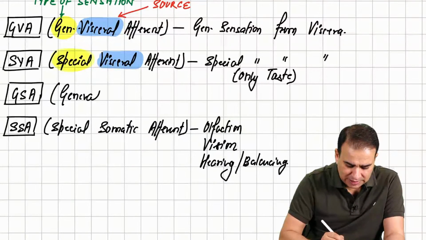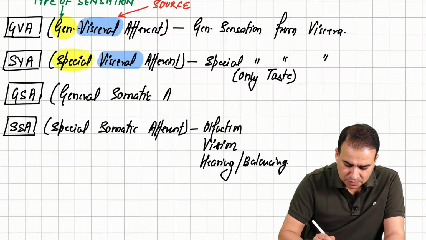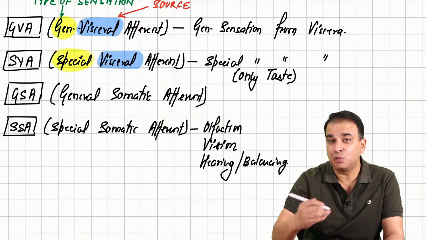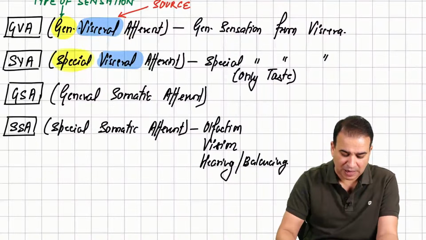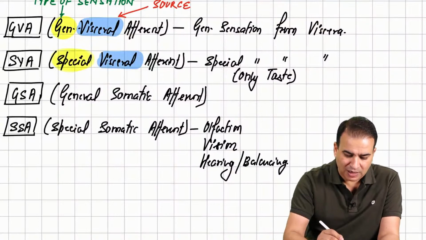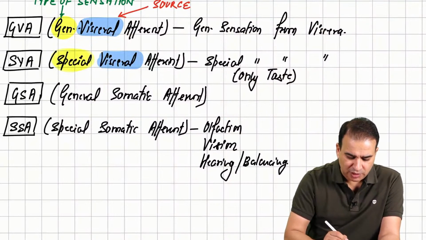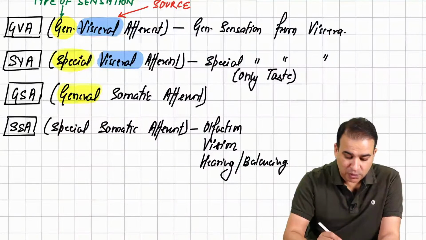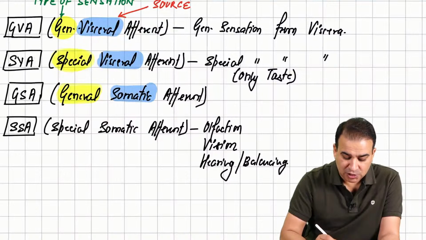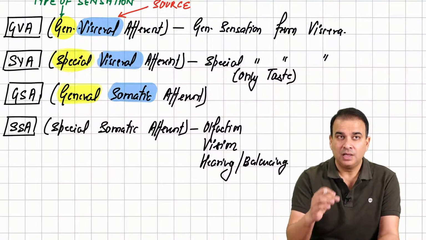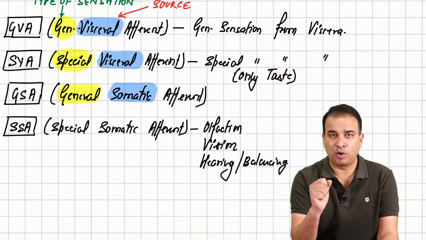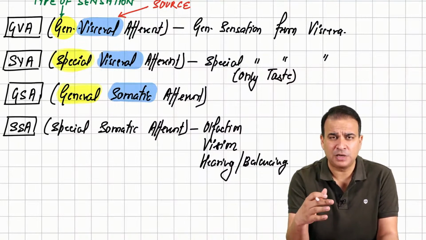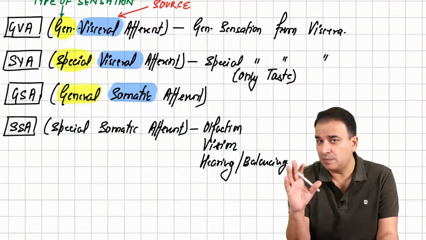And GSA stands for General Somatic Afferent. It's a general somatic afferent, guys. The column is a general somatic afferent. What does it imply? When I say general, obviously the sensation is what type? General sensation. The second word is what? Somatic. That means this time the sensation is not coming from viscera, it's from the body wall. It's a general sensation coming from body wall. Same, pain, temperature, touch, pressure, but coming from the body wall, guys, not coming from viscera.